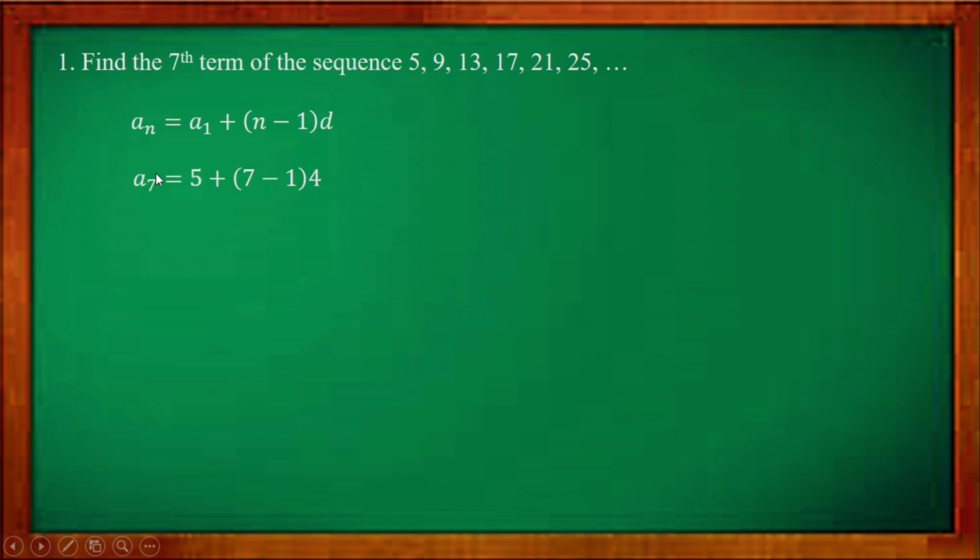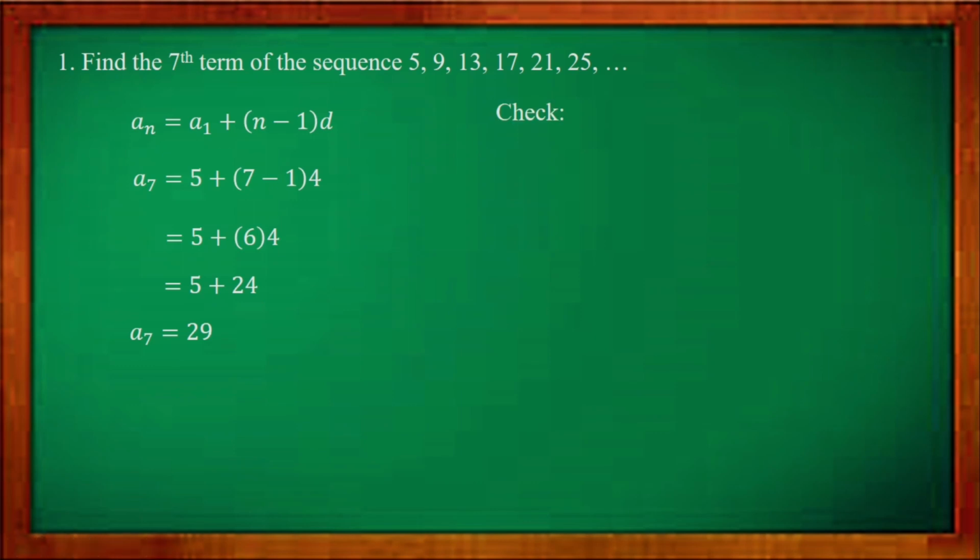Next is substitute the given values by replacing those identified given. So we have a sub 7 equals 5 plus 7 minus 1 times 4, which is our common difference. After that, simplify the expression inside the parentheses. We have 7 minus 1, which is equal to 6. Then 6 times 4 is 24. That is why the value of a sub 7 is 29, because 5 plus 24 is 29.